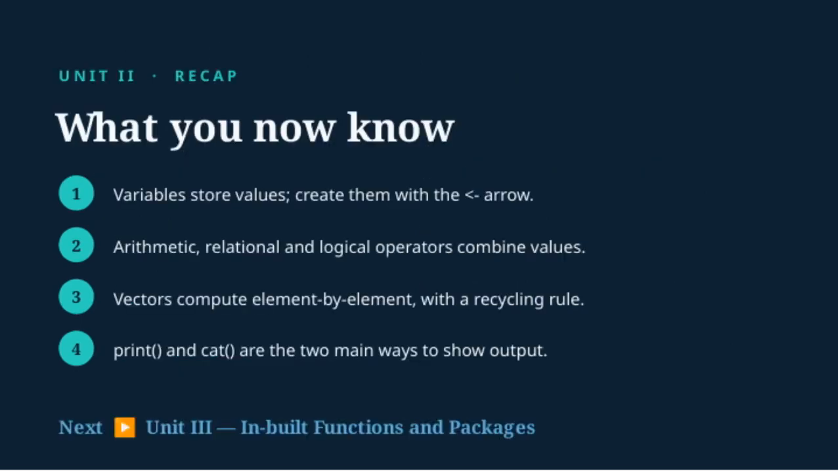That wraps up what we've covered in Unit II. We've learned how to create variables using the arrow, how operators combine values, and how vectors work element by element with recycling. We also explored the main ways to show output, using print and cat. Next, we'll dive into Unit III, exploring inbuilt functions and packages.